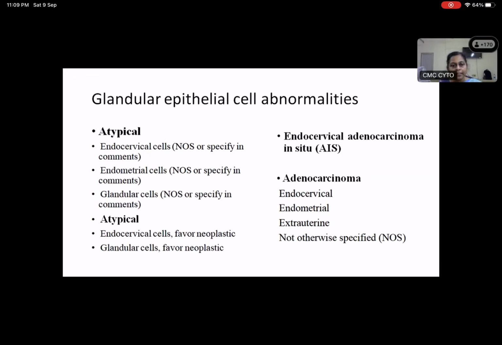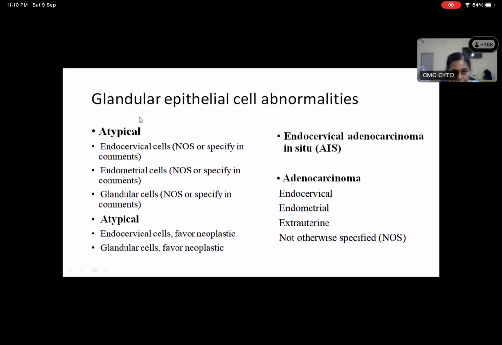So under the atypical criteria, we have the NOS, right? Endocervical, endometrial and glandular. You just left out glandular, Dr. Saif. And you also have endocervical favor neoplastic, glandular favor neoplastic. Like you said, adenocarcinoma in situ, and then it goes on to adenocarcinoma, which can be endocervical, endometrial, sometimes extrauterine, like ovarian also gets exfoliated. We might see that also. And also sometimes we might say adenocarcinoma, not otherwise specified. Like, sometimes rectal adenocarcinomas, which are infiltrating, can also get exfoliated and come in the cervical smears. So this is actually the classification.